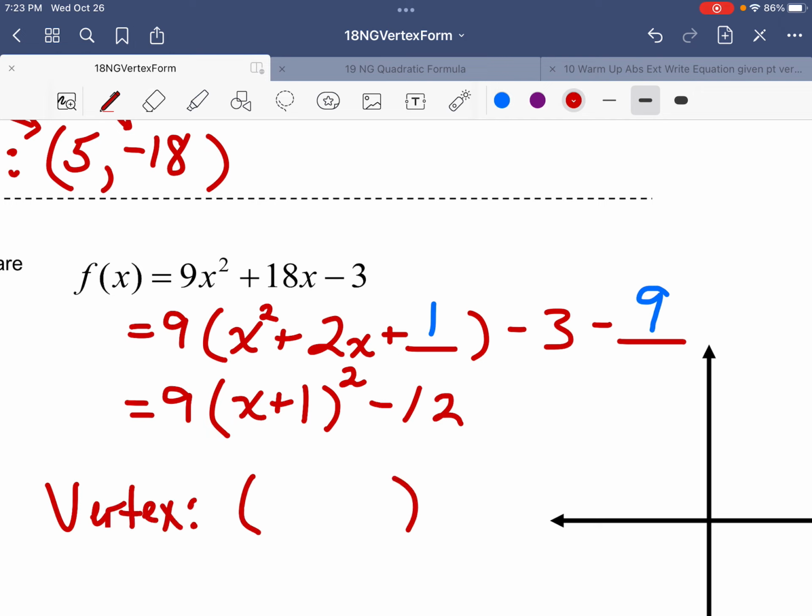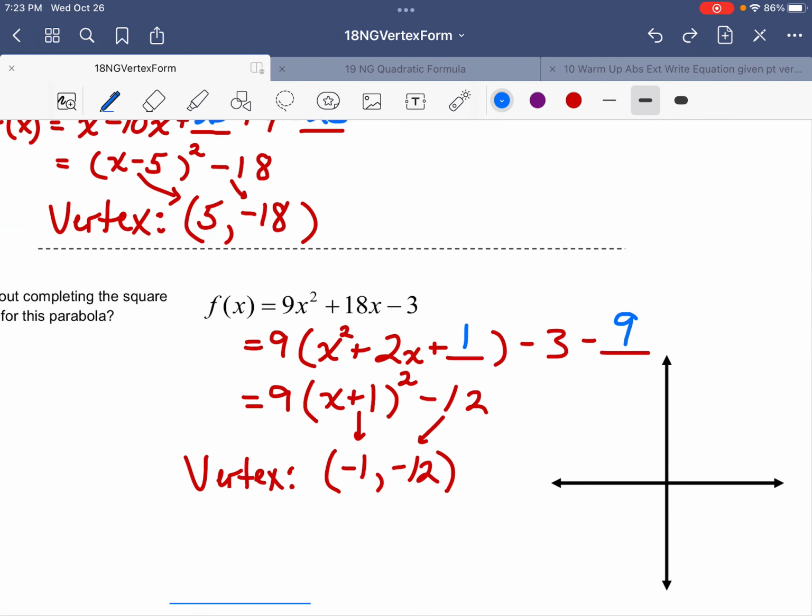Why are we doing this? It's so I can get the vertex. It's supposed to be easy to get the vertex when you have vertex form. Vertex form is when you can just quickly think about shifting. And bam, I got my vertex. You say, what about this 9 out here? Well, it doesn't affect the numbers on the inside, so it's not going to change my vertex.